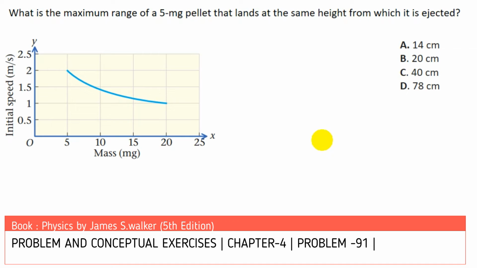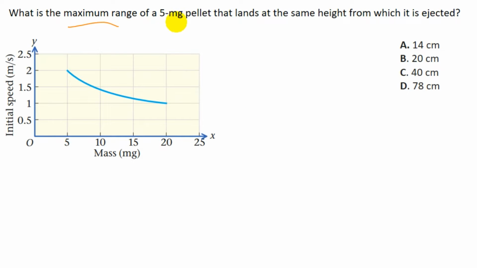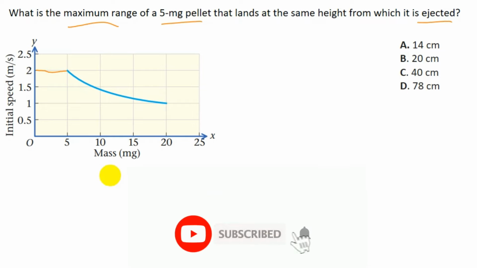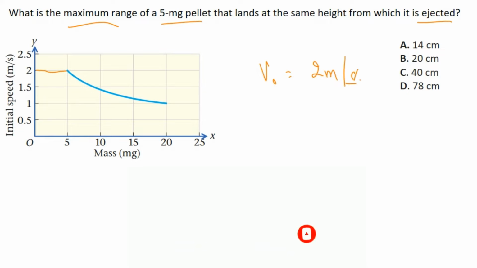This question is also based on the passage that we discussed in the previous problem, and in this problem we have to find the maximum range of a 5 milligram pellet that lands at the same height from which it is ejected. So we have to find the range. Now when the mass of the pellet is 5 milligram, its launching speed will be 2 meter per second. So V0 is 2 meter per second, and we have discussed that the range is given by the formula V0 square over g multiplied with sine 2 theta.